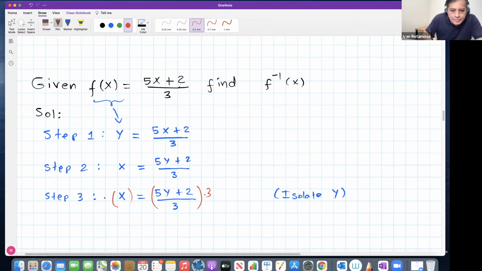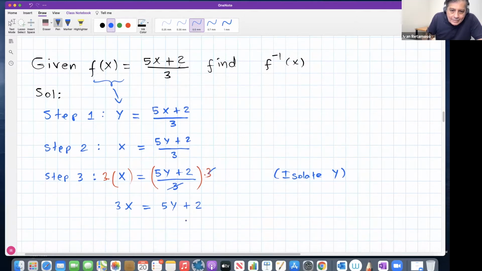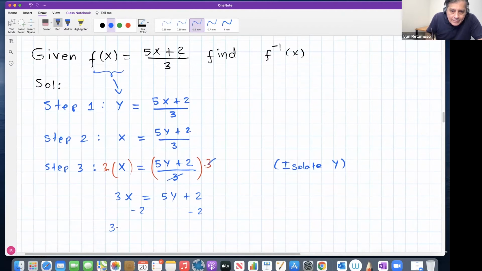Times 3 times 3. And then I will get 3x equal, notice this will cancel, right? The number 3 is there, the denominators are gone. And then subtracting 2, or transposing 2 to the other side, changing its sign, will lead to this: 3x minus 2 equal 5x, or 5y, sorry, 5y.